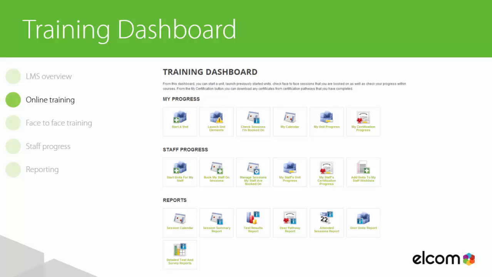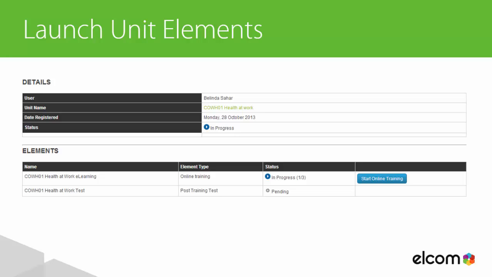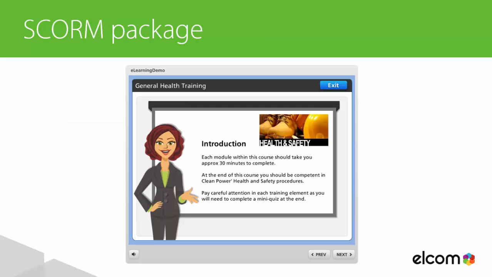If I was a user going through and actually starting to complete training, the first thing I would do is click on the Starter Unit button, and that would take me to this page here, where you can see that I have 3 units that I need to complete, so I would click on the Register button next to one of those. One of the units is actually online training, so I would click on the Register button for the online training unit, and it would take me to this page here. This would show me all of the elements that I need to complete, and you'll see that this particular page has 2 elements. I have a Start Online Training button that I would click on to launch the online training that might look something like this.